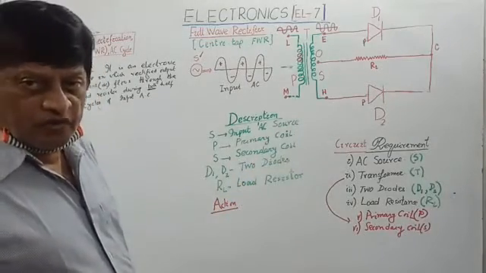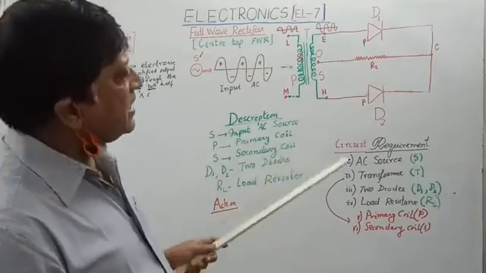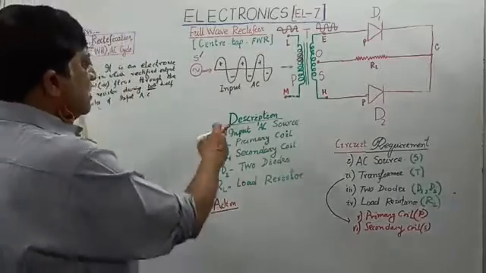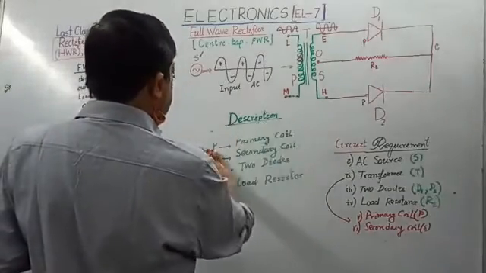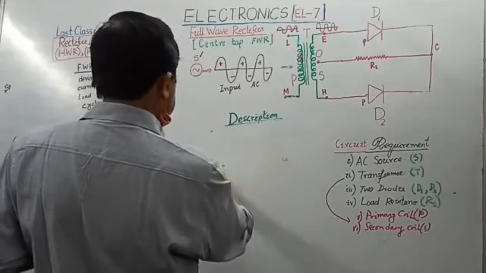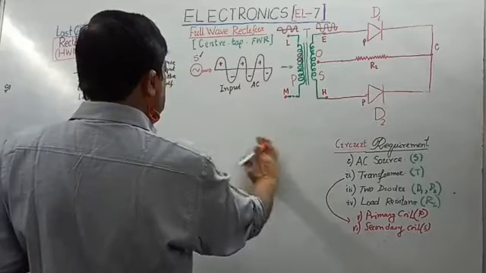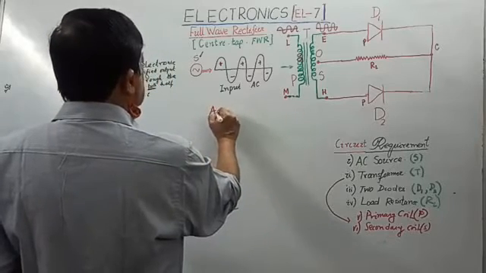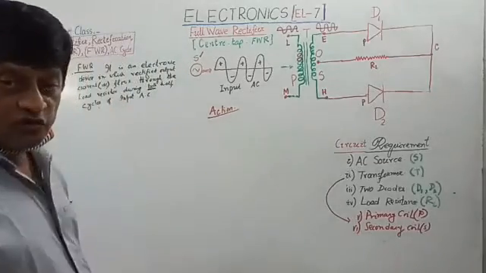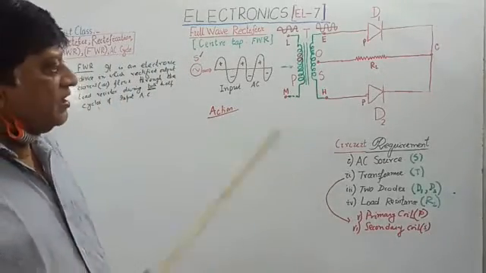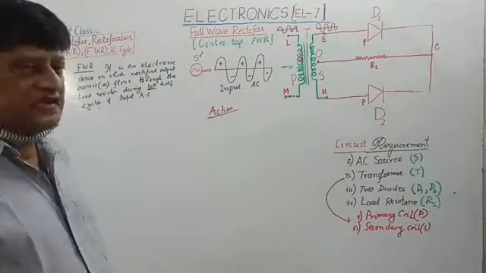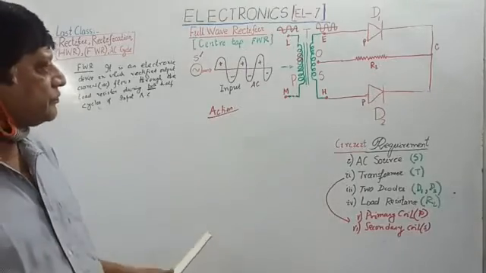Is it a magic? No. Everything depends on the action of these two diodes. Let us start. You now know input AC, primary coil, secondary coil, two diodes and load resistance. Description is in the note. You have to read that note or the material. It is a video class. I have tried to make it as impressive as it is possible for you.